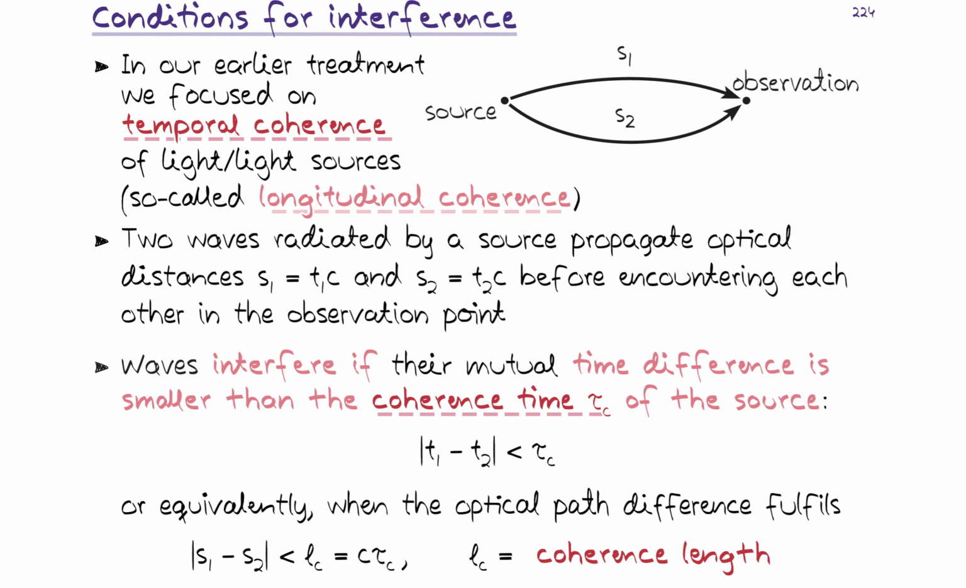As long as the temporal separation between the two portions of the wave is smaller than the coherence time of my source, I will see interference effects. But of course, when we increase the separation in time, we start to lose our coherence, and thus we don't see interference fringes anymore.